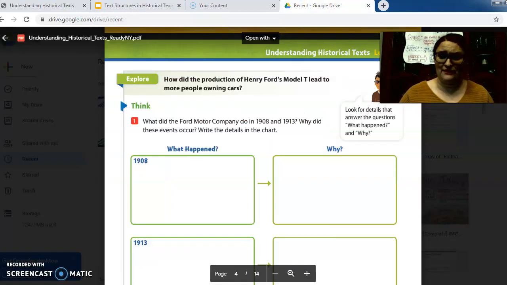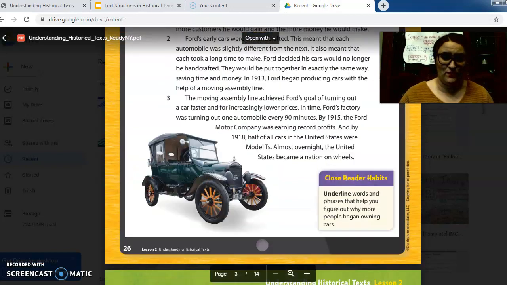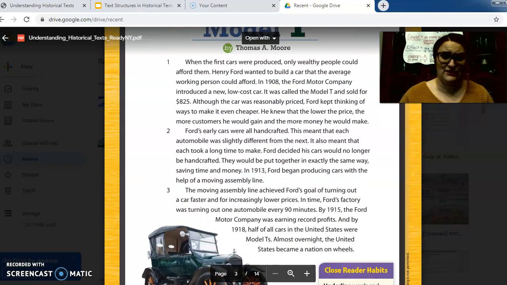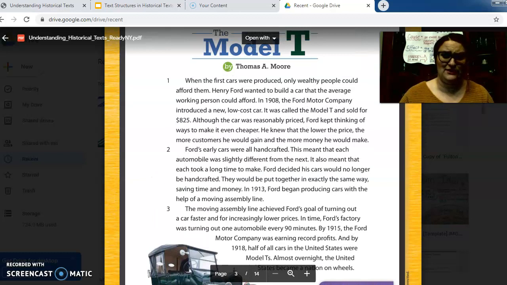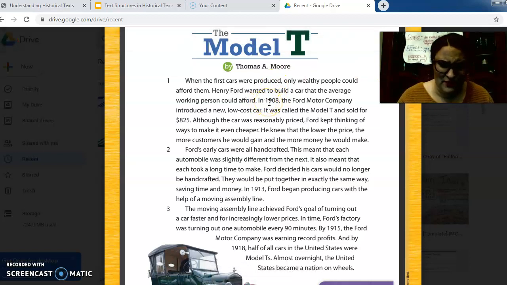I'm going to go back in the text and I'm going to skim for wherever it's talking about the year 1908. That's going to make my life easier so I don't have to reread the whole text. So I've already found the year right here. It says in 1908, the Ford Motor Company introduced a new low-cost car. It was called the Model T and sold for $825. That doesn't tell me the reason why, though, that he introduced a new low-cost car.